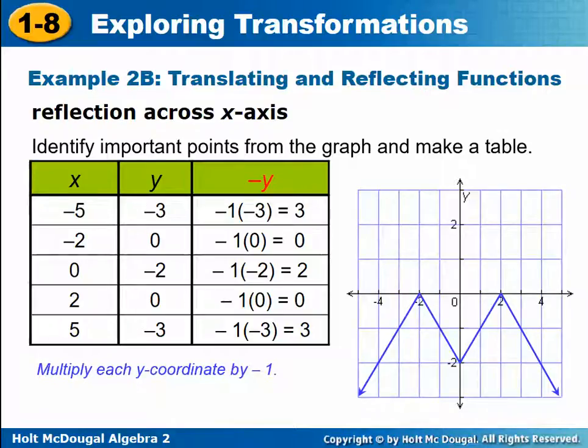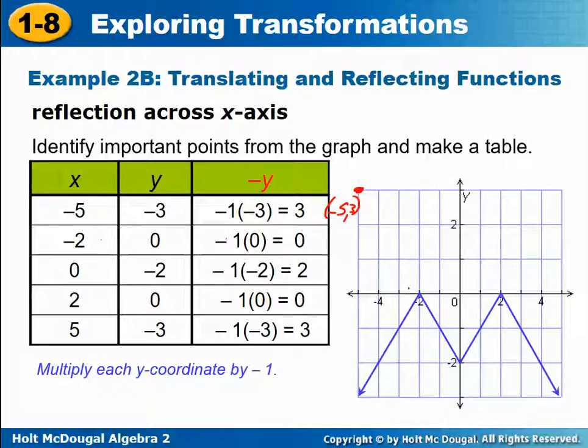And then we are going to find the new y-coordinates by taking just the opposite sign of each one. So -3 becomes 3, 0 stays 0, -2 becomes +2, and so on. Then we can graph our new points. So our first one would be -5, 3. So here's -5. It would be right there.